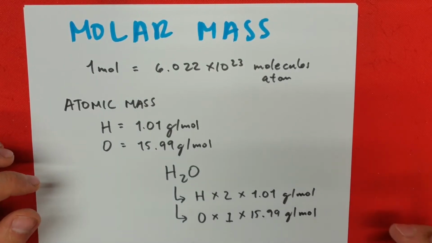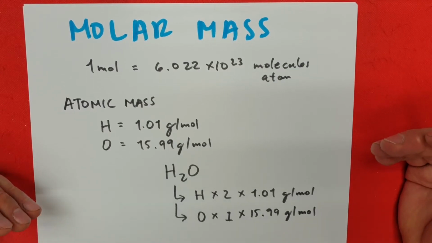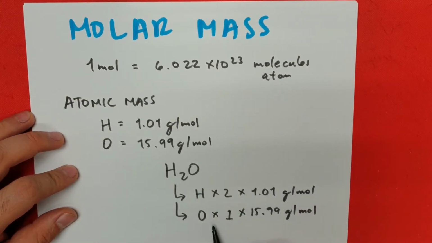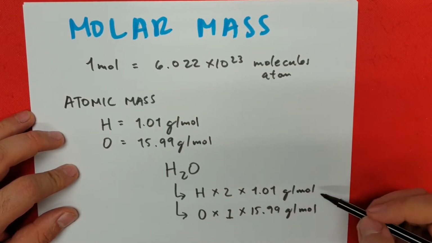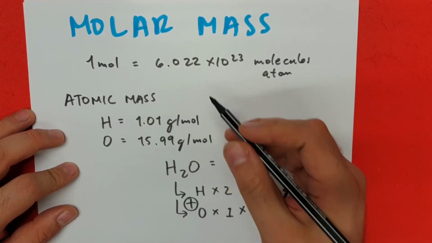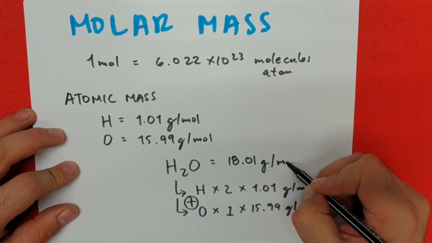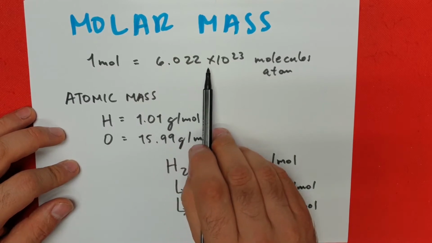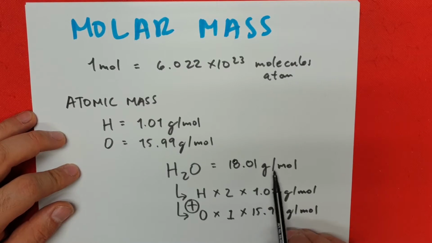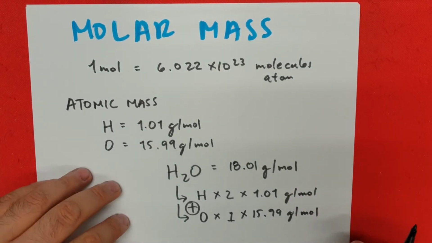So if we are to punch that into our calculator, chemistry is a subject that requires a calculator for many of the problems that we do. We multiply 2 times 1.01, 1 times 15.99, and we add all of these together. So a big plus sign. So at the end, the molar mass of water is 18.01 grams for every mole, meaning that 6.022 times 10 to the 23rd molecules of water are going to weigh 18 grams, which is the same as 1 mole of water specifically. So let's try another example.